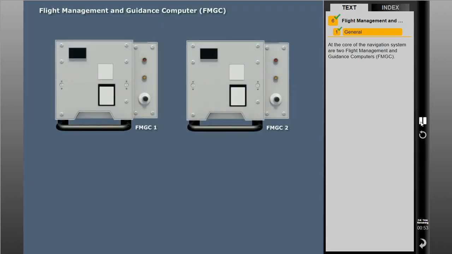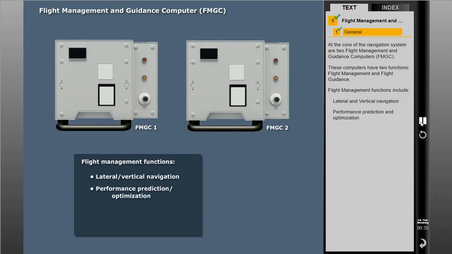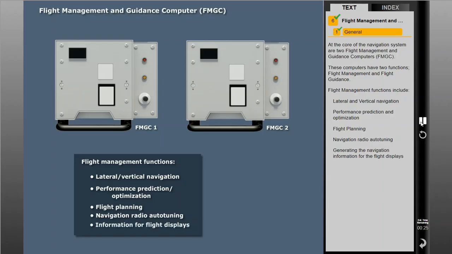At the core of the navigation system are 2 flight management and guidance computers. These computers have 2 functions: flight management and flight guidance. Flight management functions include lateral and vertical navigation, performance prediction and optimization, flight planning, navigation radio auto-tuning, and generating the navigation information for the flight displays.